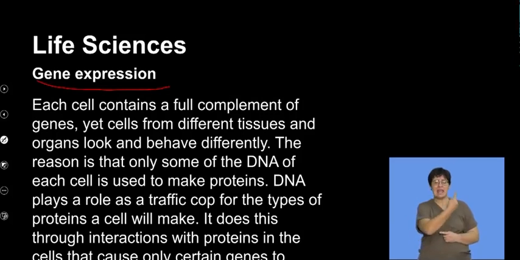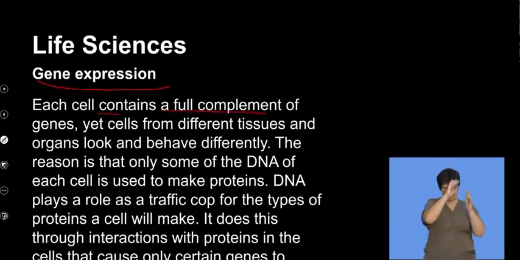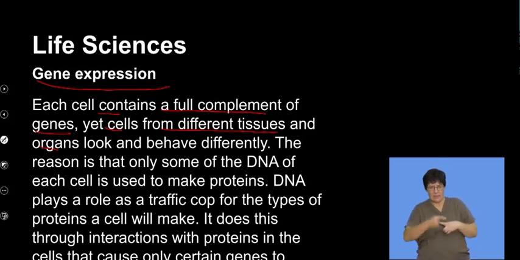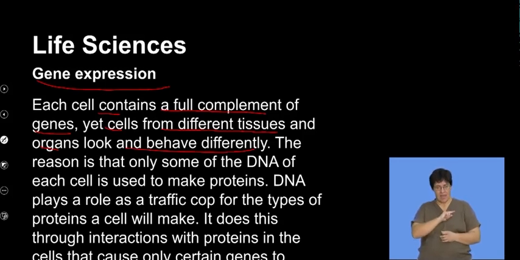Each cell contains a full complement of genes. So all our cells have the same number of genes. Yet, cells from different tissues and organs look and behave very differently. As I mentioned, the reason is that only some of the DNA of each cell is used to make proteins. Not all. So certain genes are switched on.